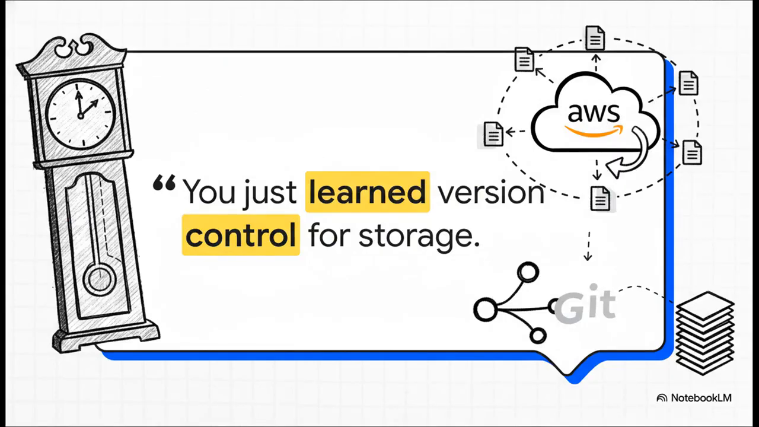So think about what you just did in that lab. By just clicking a button to enable versioning, you essentially gave your storage a time machine. Seriously. This isn't just some neat little feature, it's an absolute lifesaver that protects you from accidentally deleting or overwriting something important. It's basically like having Git, but for all your files.